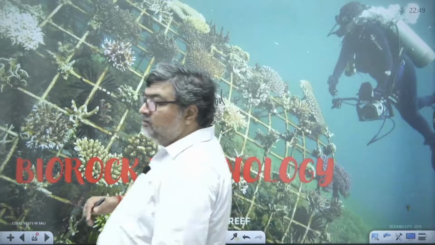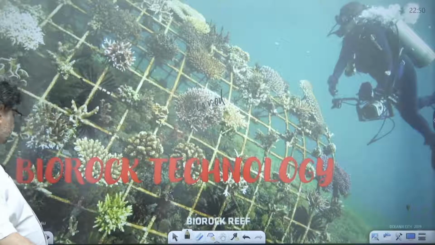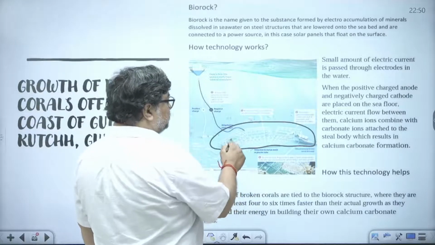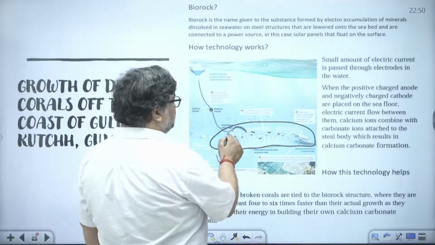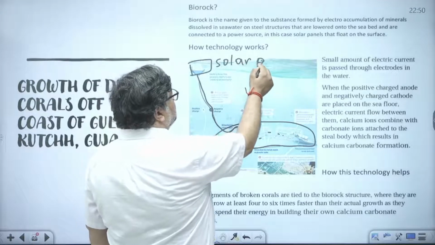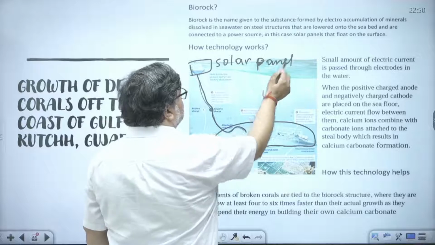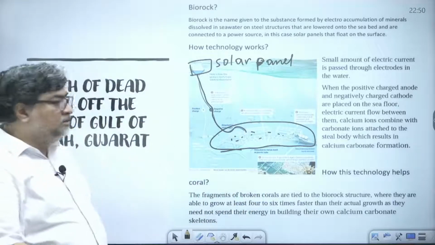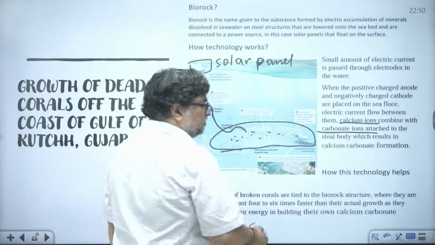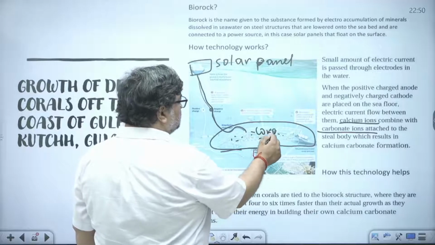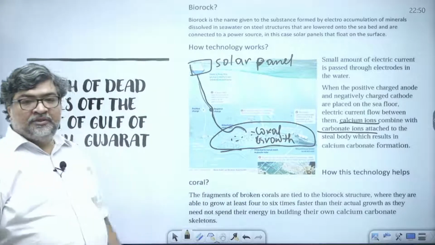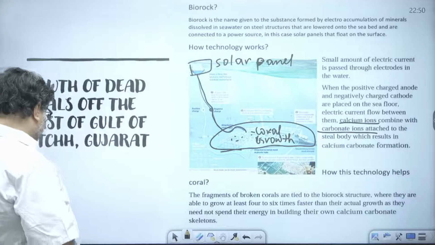Biorock technology. This is a scientific technology which has been developed. So here this cage is used, right? And here the corals are kept on this cage, and it gets the electric current from the floating solar panel, which is floating on the surface of the sea and ocean. Then a small electric current goes through the electrode, and that provides the calcium ions and carbonate ions, and this is where the coral can grow. It can grow fast. This is called the biorock technology. So direct question, A is the answer.